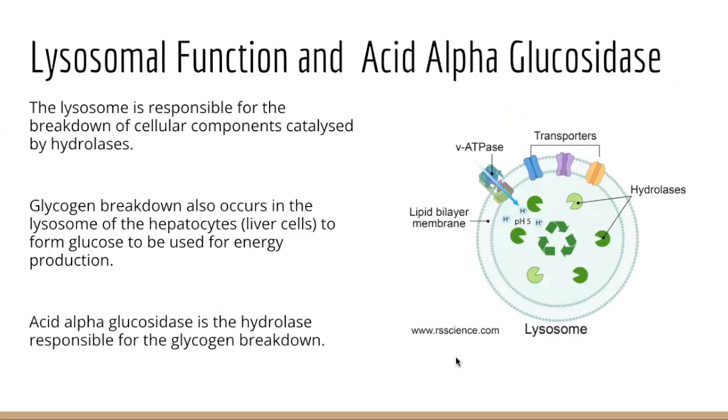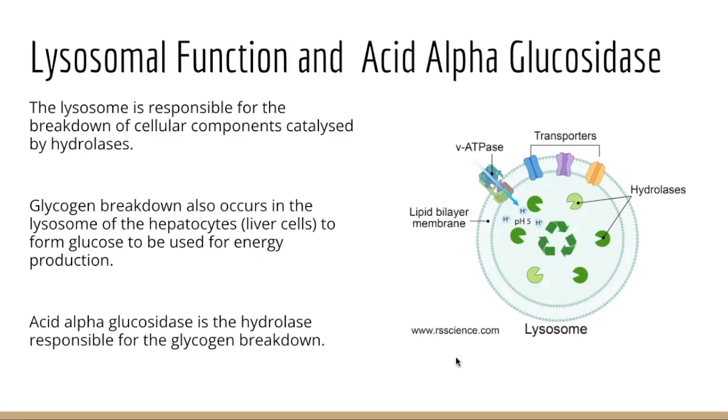So the lysosome, as we know, is known as the recycling center of the cell. It is the organelle that is responsible for breaking down old or misformed cell contents into smaller molecules so that the cell can reuse them. So what also occurs in the lysosome is glycogen breakdown. And acid alpha glucosidase is actually one of the hydrolases that is responsible for this breakdown.